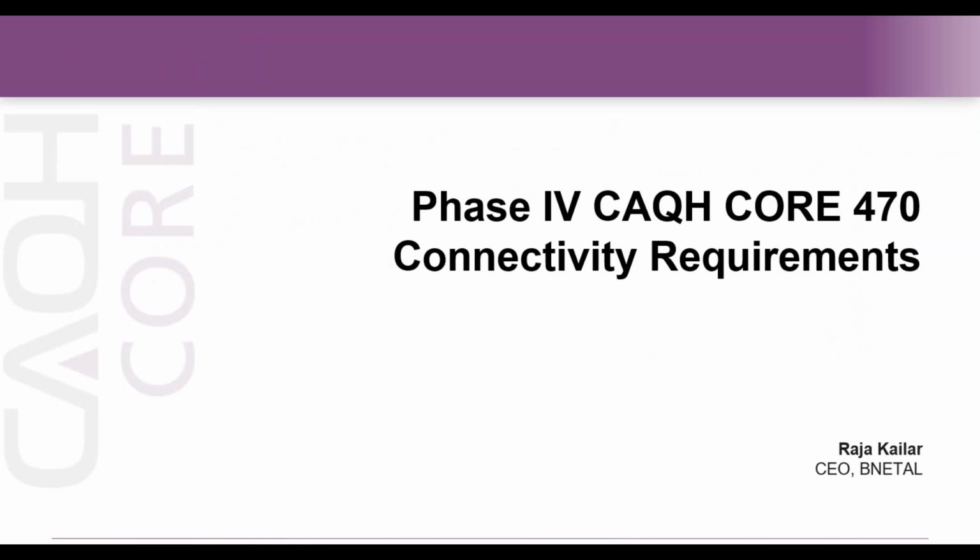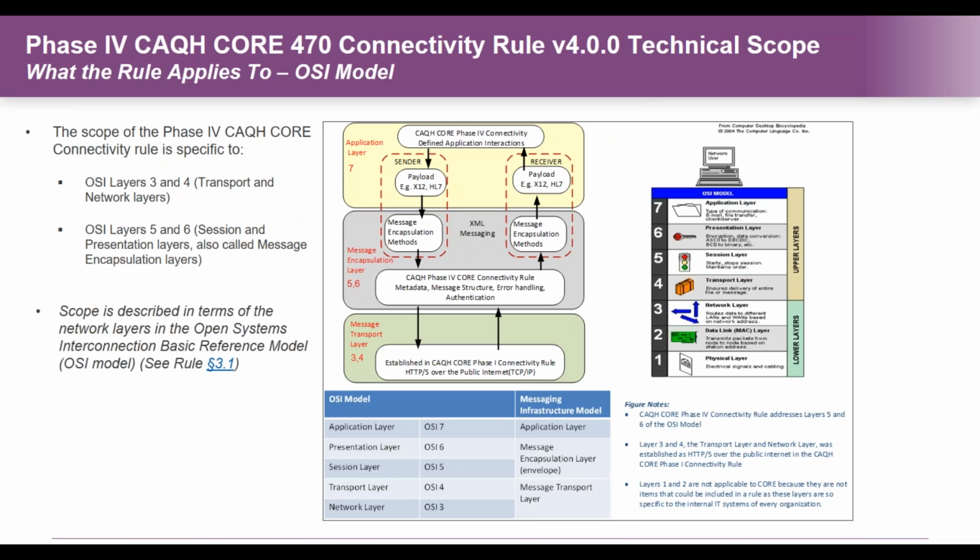So now we're going to drill down further into the connectivity rule requirements. If we can keep going to the next slide. So this diagram here is the OSI model shown in the far right that shows the 7 layers of the OSI model. The first and second layers are the physical and data link layer. The third and fourth are the network and transport layer. Fifth and sixth are the session and presentation level layers, and layer 7 is the application layer.